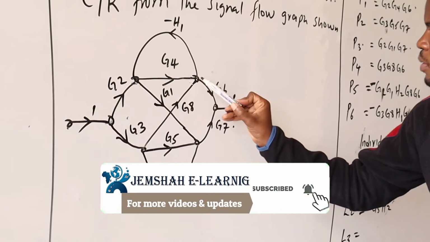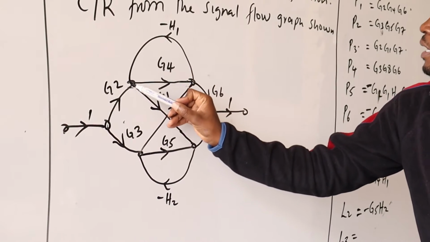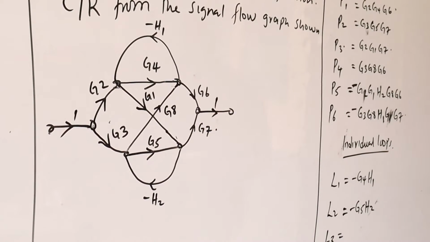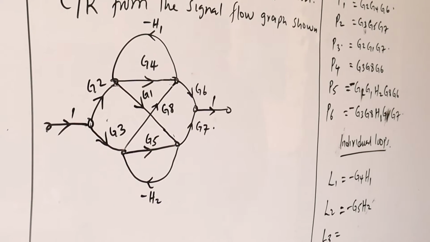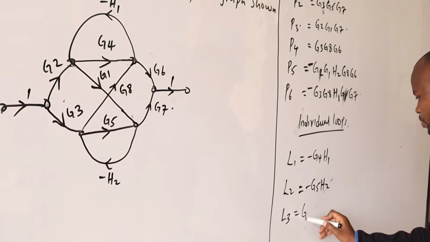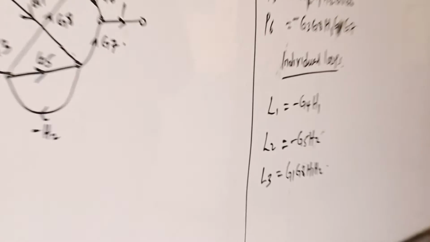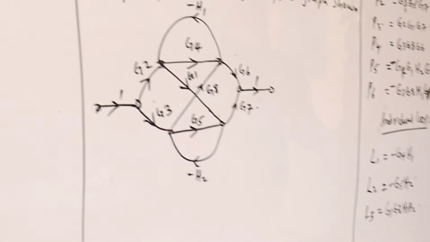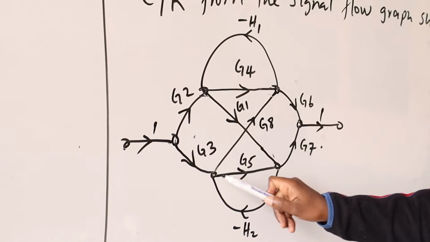A loop starts from anywhere, as long as it is able to go back to where it started from. So we can have minus H1, coming to G1, coming to minus H2, and coming back to where it started from. Because it involves two negatives, it becomes positive, and we can just write the product: G1, G8, H1, H2. We have not necessarily followed it the way it is, but we ensure that all the products are inside. It can start from anywhere, but you don't change the direction of the arrows.